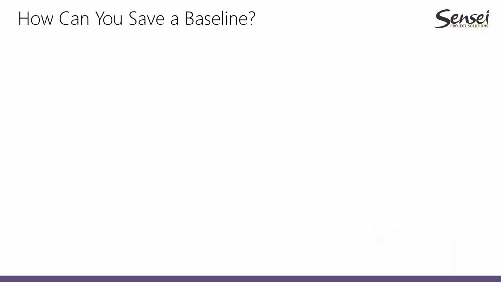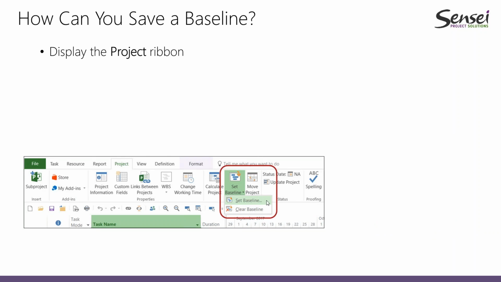So how can we save a baseline? I will be doing this in a practical, hands-on demo overview. But basically, what you have to do as a project manager is go to the ribbon, to the Project section of the ribbon, and under Set Baseline, there is a button called Set Baseline.